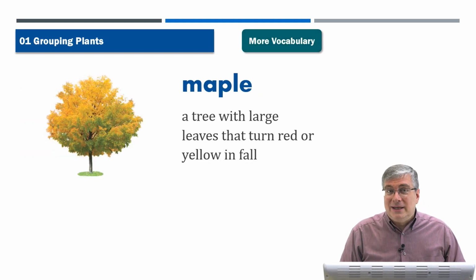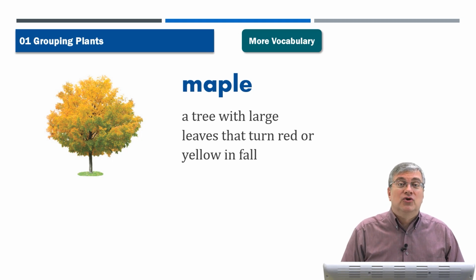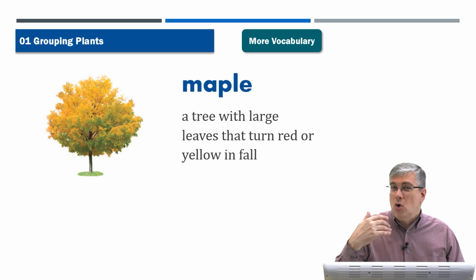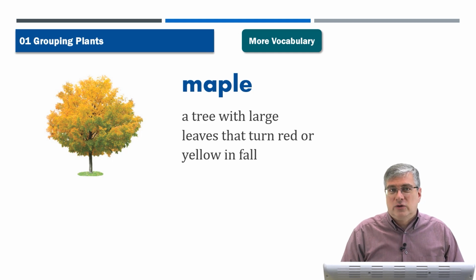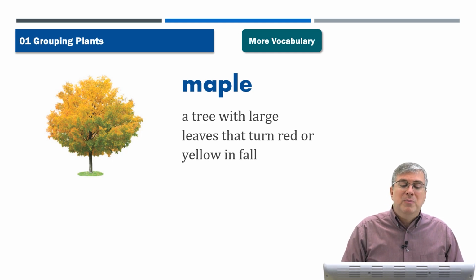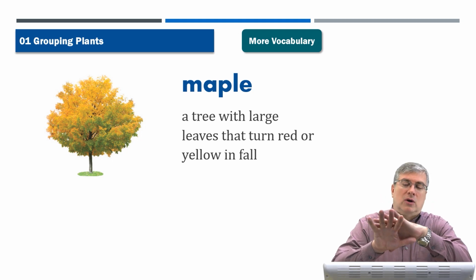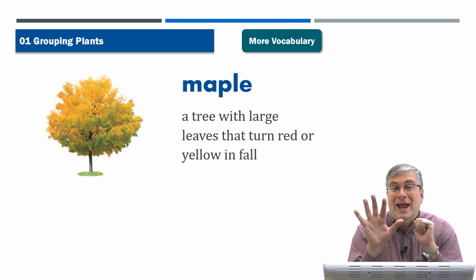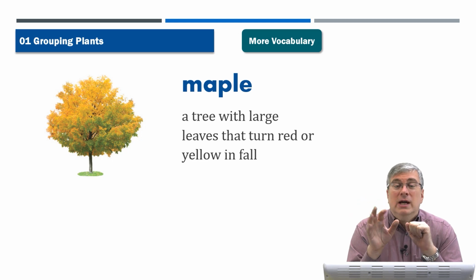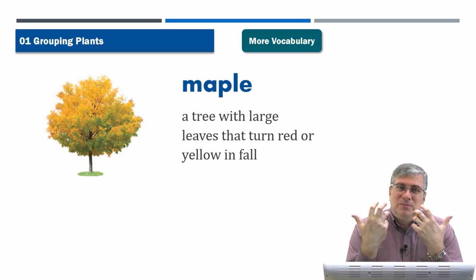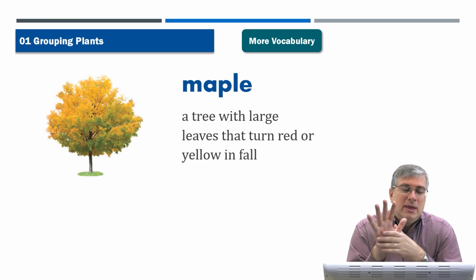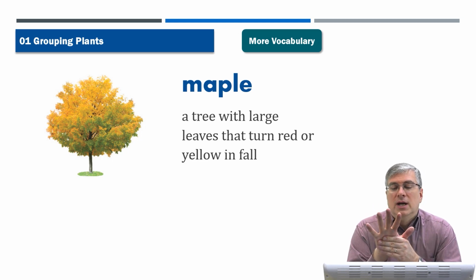Now, Canada is famous for their maple trees. Maple trees grow in northern climates where it's cooler, and they have big leaves. They have really large leaves. Maple leaves are quite large, and they turn red or yellow in the fall. So when it gets colder and it's going to be winter soon, the maple leaves, they're very large.